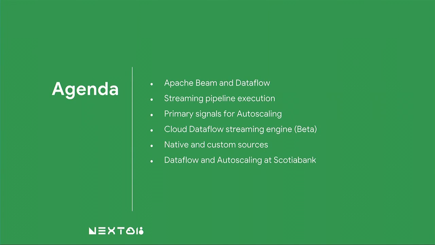So here's a quick agenda for this talk. I'm going to start off with a quick overview of Apache Beam and Dataflow and how we execute streaming pipelines. I'm going to talk a bit about what our primary signals are for streaming autoscaling, and how this works today and in our new upcoming streaming engine, which will replace the current one. And then finally, our representative from Scotiabank will talk about how they are using Dataflow and autoscaling to solve their problems.